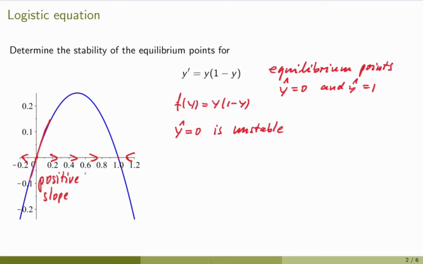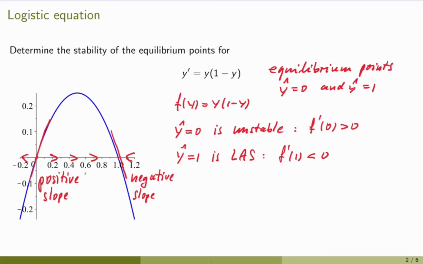Y hat is 0 is unstable, which we know from the phase plot, but also we have f prime at 0 is positive, just from the graph. I will do the calculation just in a second. This is from the graph. If we look near 1, the tangent line looks like this. So we have negative slope, and the point is asymptotically stable. So y hat is 1 is locally asymptotically stable. F prime at 1 seems to be less than 0 just from the graph.